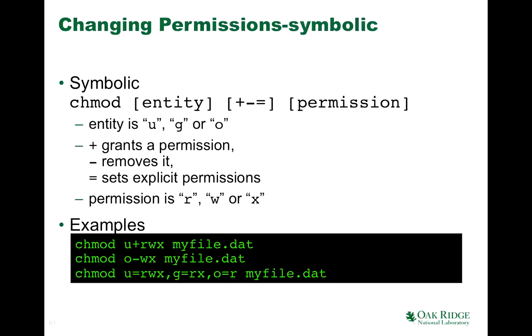So the symbolic way to run this command would be chmod, C-H-M-O-D, and then somehow specify the entity to which you're referring. You see I have listed, that's going to be either u, g, or o for user, group, or other. Then you'll say what you're doing with the permissions: plus, minus, or equal. You are granting a particular permission, removing a particular permission, or with the equal sign setting a specific permission.